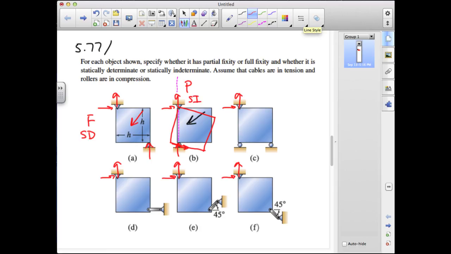In case C, we've got two roller supports at the bottom. We have n equals 4. This will have full fixity, but it will be statically indeterminate.